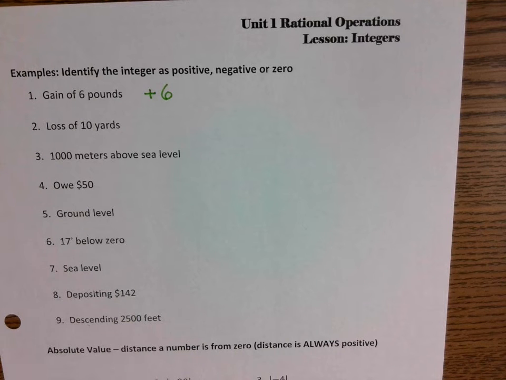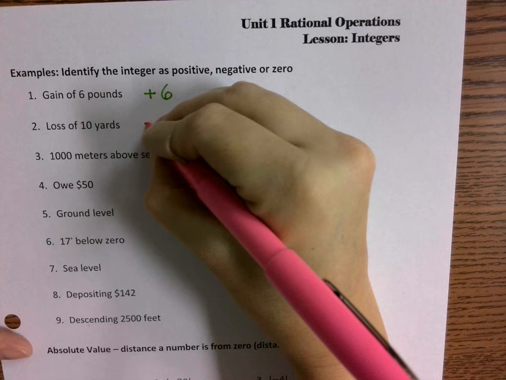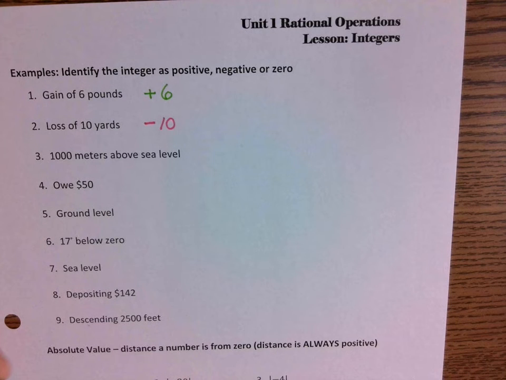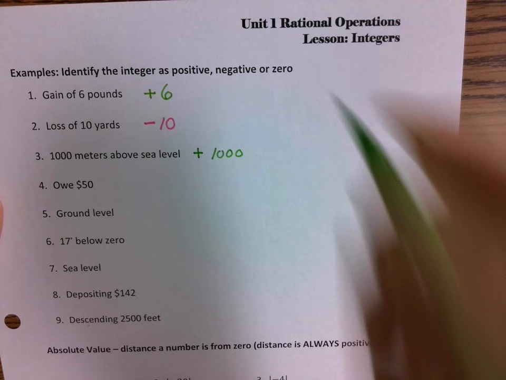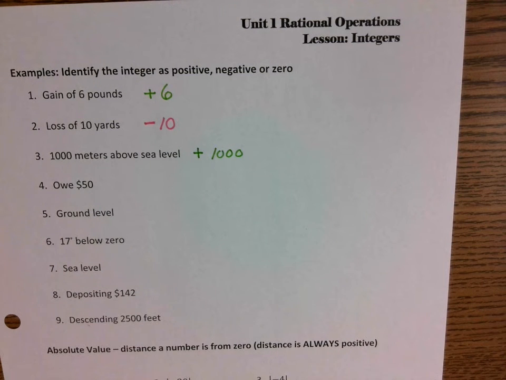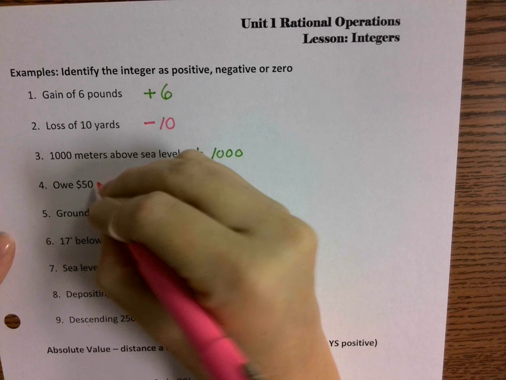Okay, let's talk about this. A loss of 10 yards. Positive, negative, or 0? Negative. So we're going to write negative 10. 1,000 meters above sea level. Positive, negative, or 0? Positive. So positive 1,000. You owe $50. Negative. So it's a negative 50. Ground level. 0. Very good.